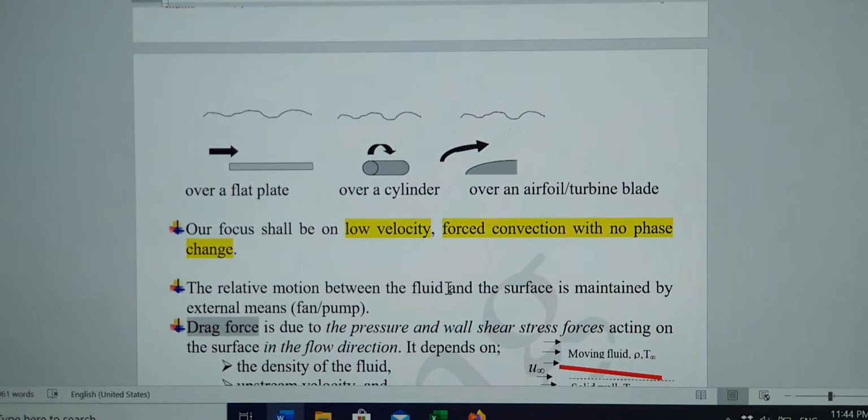And drag force is due to the pressure and wall shear stress forces acting on the surface in the flow direction, that is drag. And we have lift that is perpendicular to the direction of the flow. The drag force depends on the density of the fluid, the upstream velocity, and the size, shape, and orientation of the body in the fluid. Now, the main concern in our convective heat transfer analysis is the correct h, so that we will get the correct heat transfer.